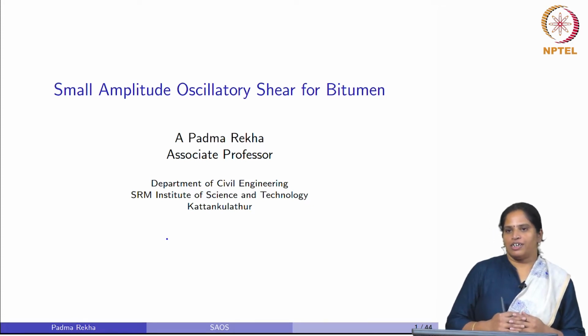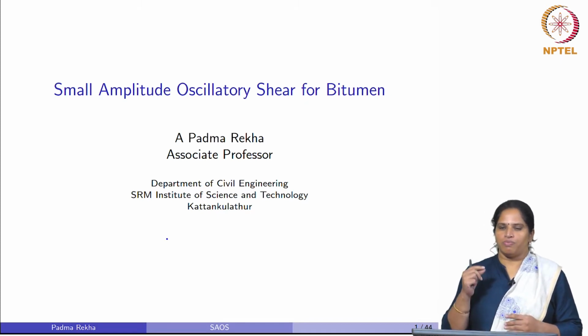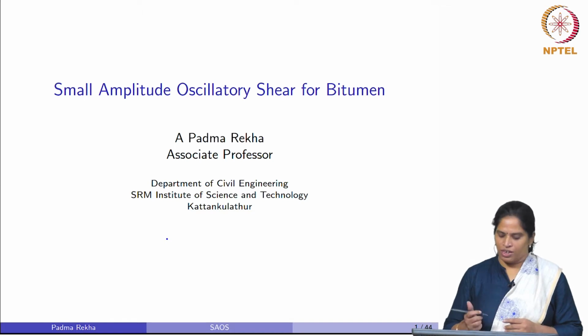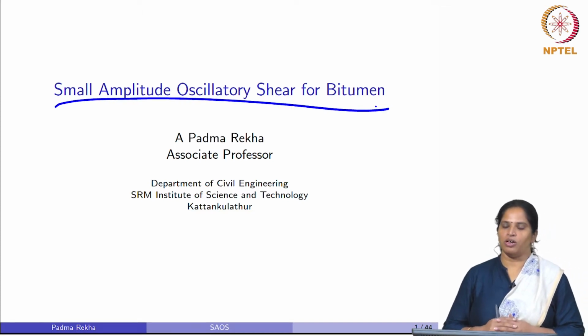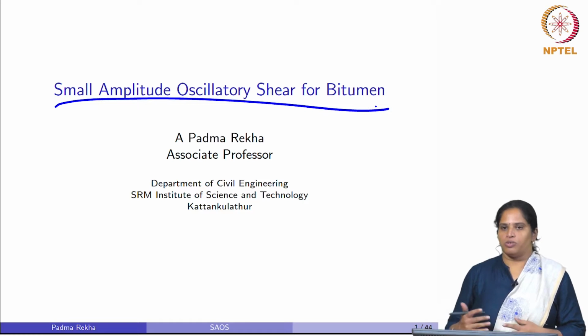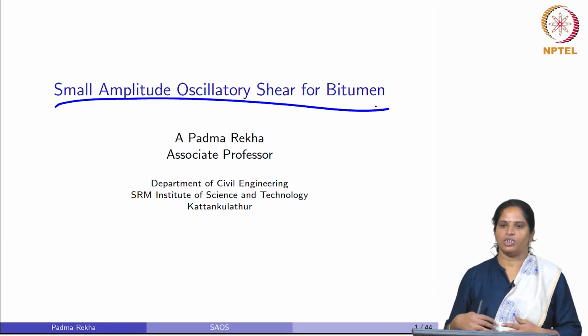In this study we are going to restrict the response of a material to very small deformations. That is why we call it small amplitude oscillatory shear for a bitumen. Under very small deformation we assume that the response of the material is linear. So, all these material functions which we are going to define for the oscillatory shear testing are applicable when the response of the material is in the linear regime.